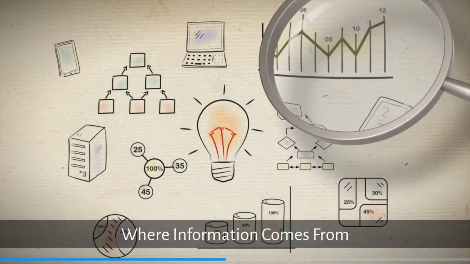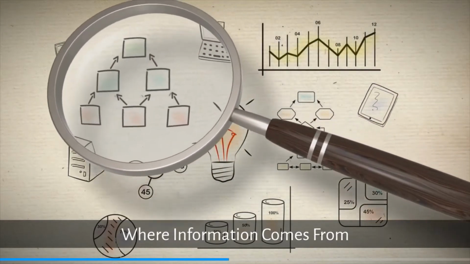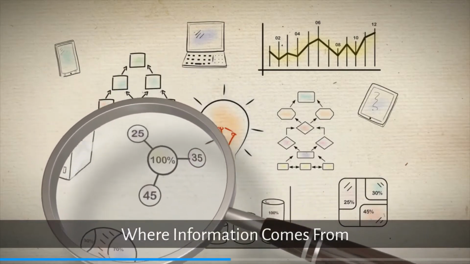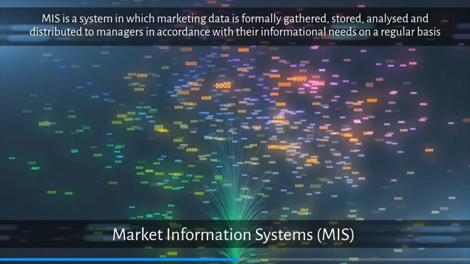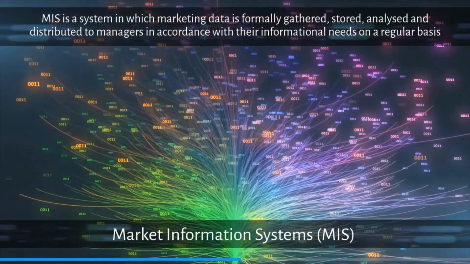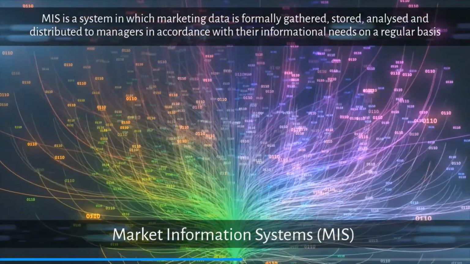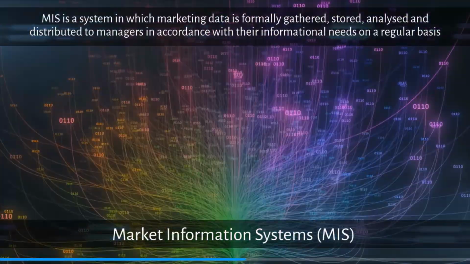Information comes from a few different areas, which include marketing information systems, market intelligence, marketing research, as well as internal data and records. These four key areas that information, or in this case data, comes from, it helps us to support the decisions that we're going to make and come up with the overall conclusions.